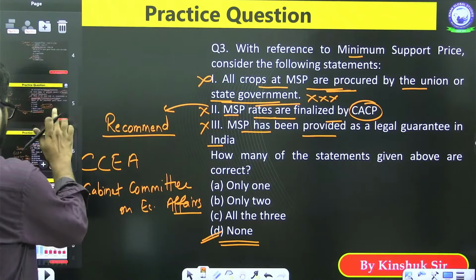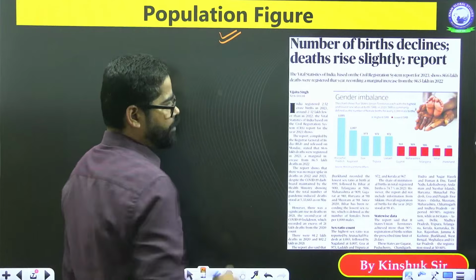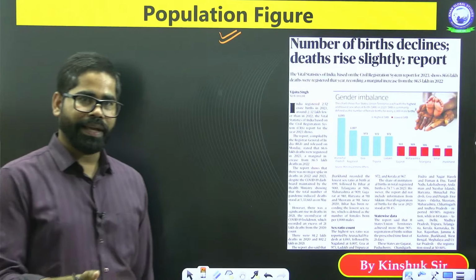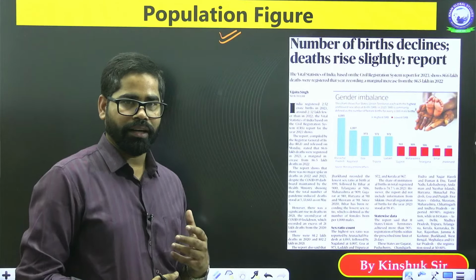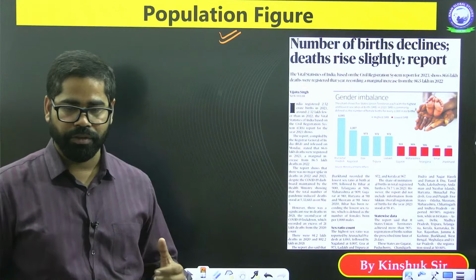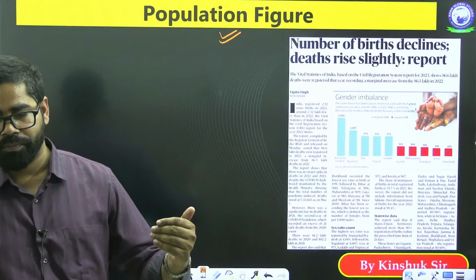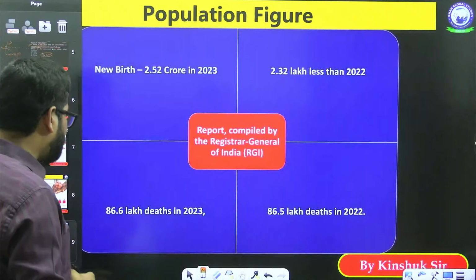Now, coming to today's topic, the first one is about the population figure. First, we are going to talk about the population figure in case of India, what has been happening in India with respect to the population. We will try to see it one by one. Let's see this one part.